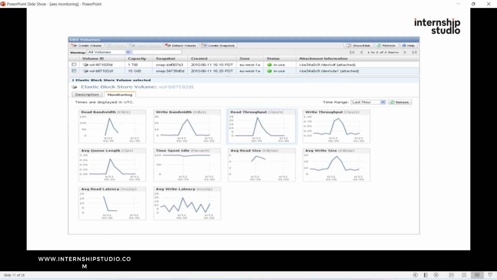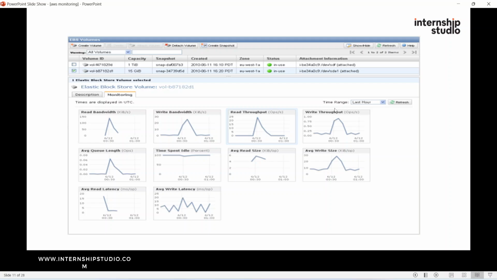So for example, this is the old AWS console, but I have just taken it for reference from the internet. You can see it is for an EBS volume attached to an EC2 instance. So you can see different characteristics. We have the read bandwidth, the write bandwidth, the read throughput, the write throughput. So you can see the different metrics here.